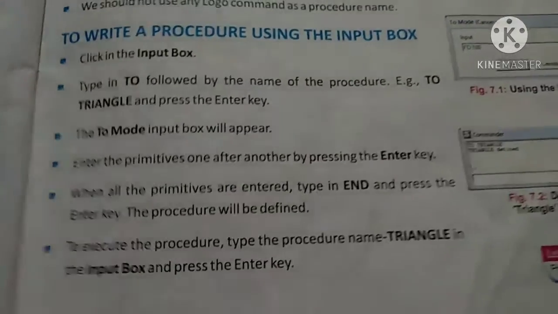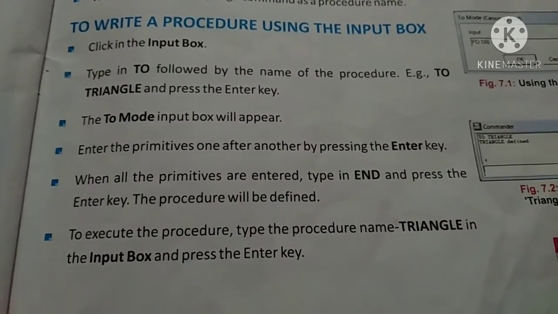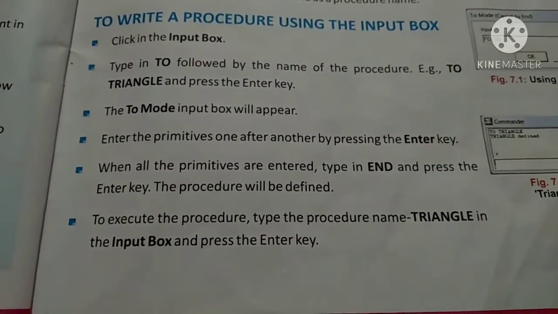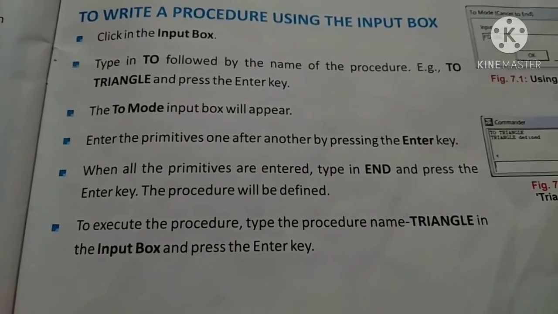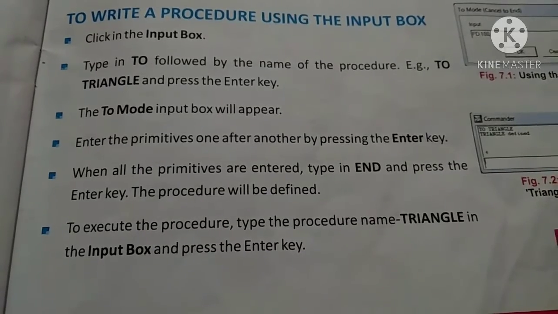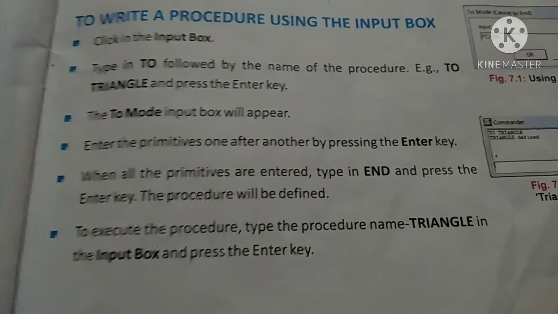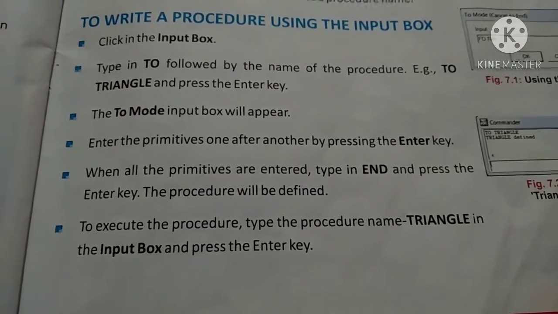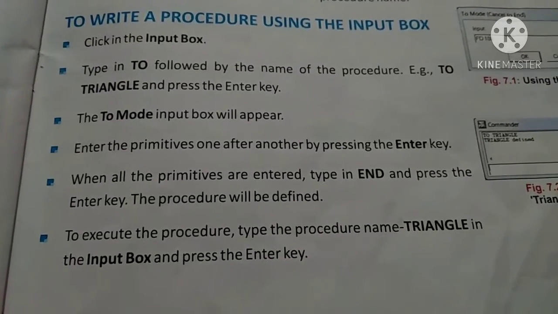Now here what you have to do, you have to enter the primitives in the input box. Okay, like FD 100 we have already given in this input box here. When all the primitives are entered, type END and press the enter key. The procedure will be defined. Okay, when you finish writing the primitives, what you will do next, you will write the word END. It will show that our commands, our primitives, are over. Okay, the procedure will be defined.